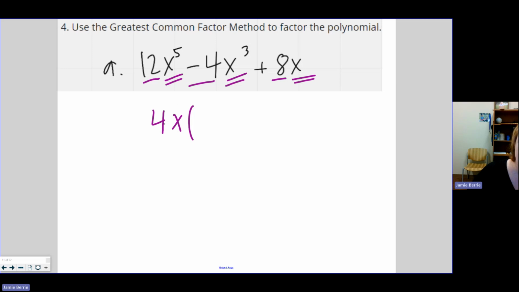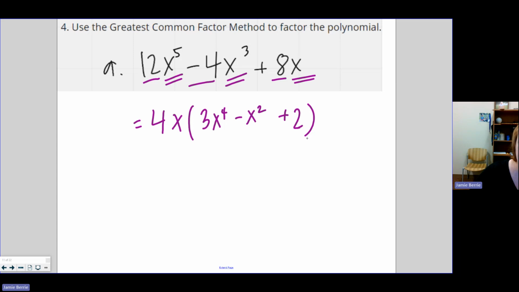All right, so if we divide by 4x, 12 divided by 4 will be 3. 5 x's take away 1, that'd be x to the fourth. -4 divided by 4 is -1. 3 x's take away 1, that's x squared. All right, so I'm going to leave the 1 off. 8 divided by 4 is +2. X take away x, all the x's are gone. All right, and there you have it. That is our factored polynomial.